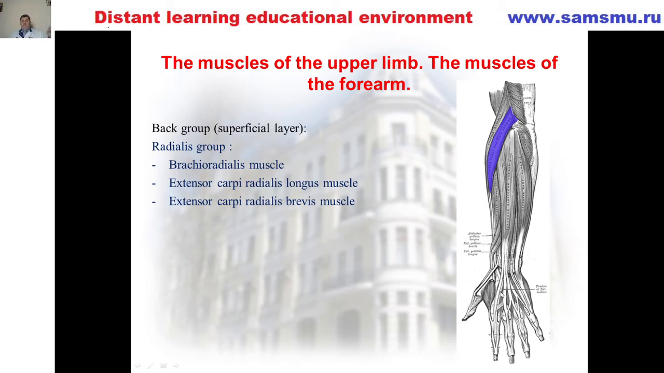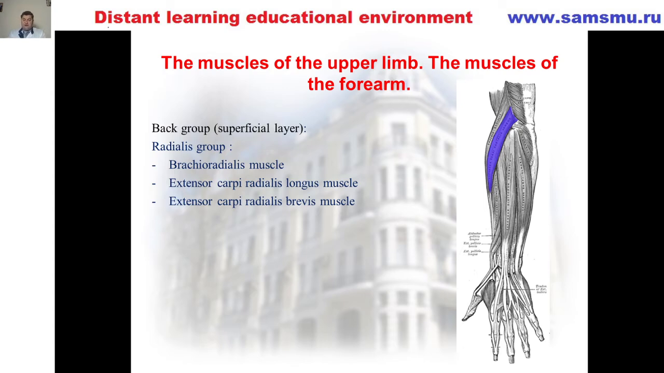Action. Flexes the forearm and accomplishes dorsiflexion and radial abduction of the wrist joint. This action, abduction, is performed together with the flexor carpi radialis muscle.